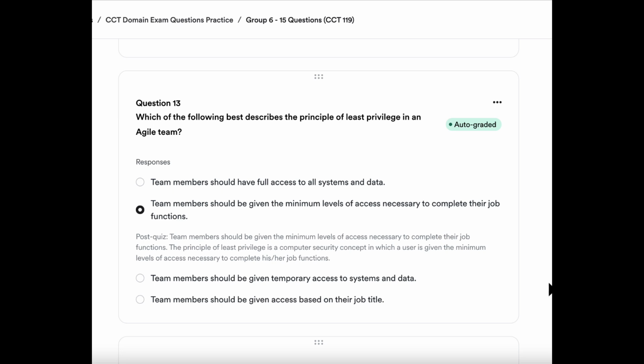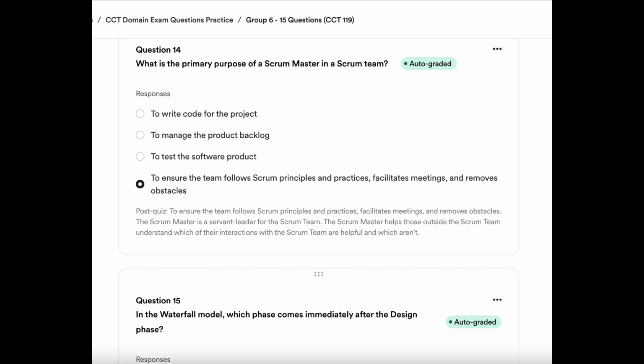So again, which is the best principle of least privilege in the Agile teams? And the answer obviously is B, right? That you should be given the minimum levels of access necessary to complete their job functions. So this is the ultimate goal, is that they complete their job functions, and least privilege helps them with the minimum amount of levels that are necessary to complete their overall job.